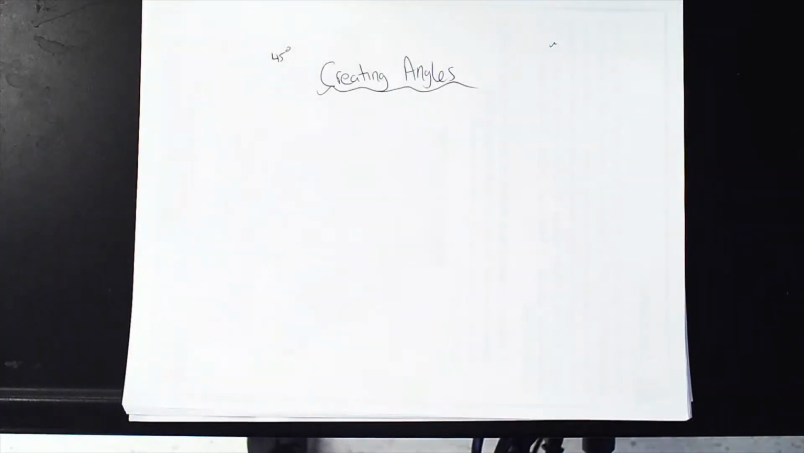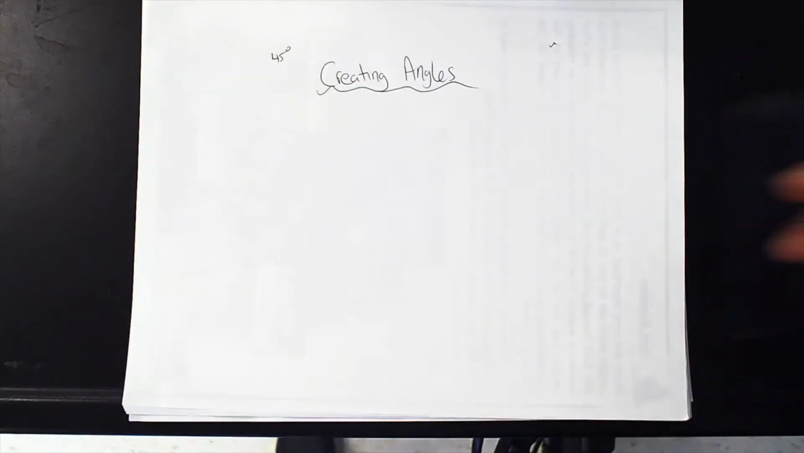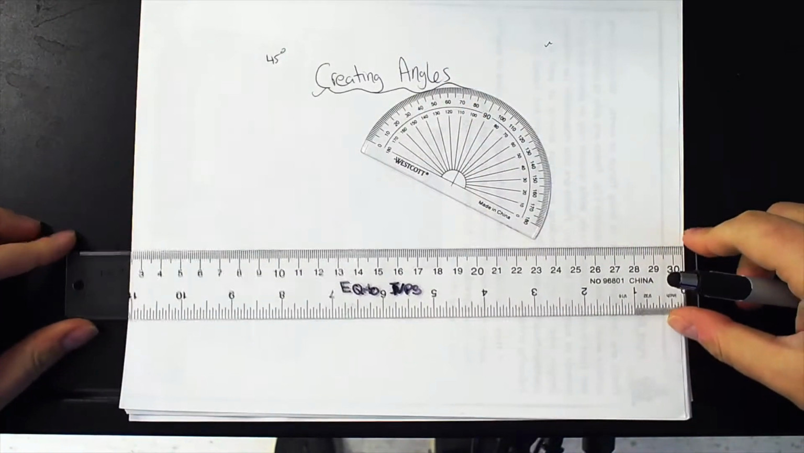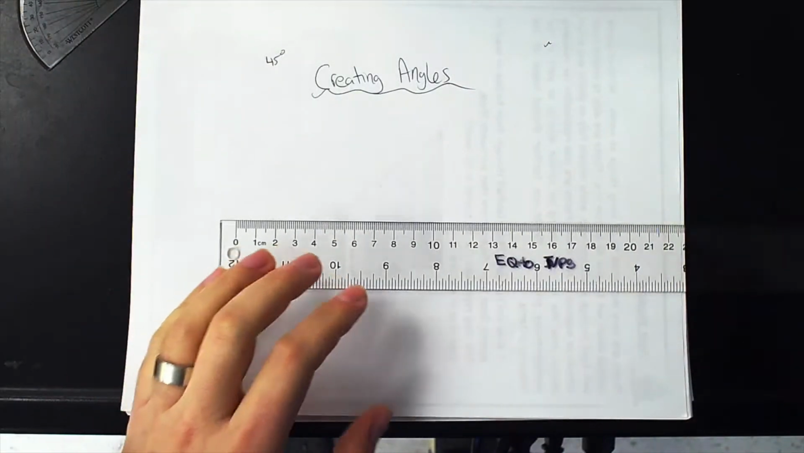Okay, we're going to create a 45-degree angle today. And we're going to use a protractor. Here's our protractor. And a ruler today. You'll see why we need the ruler later on. So all I asked was for a 45-degree angle.